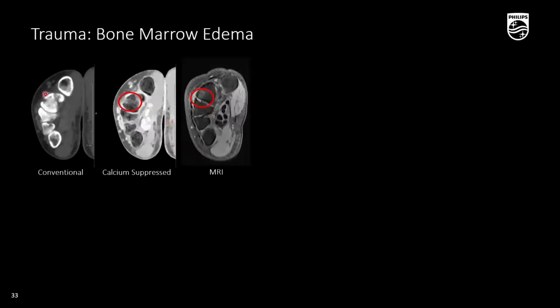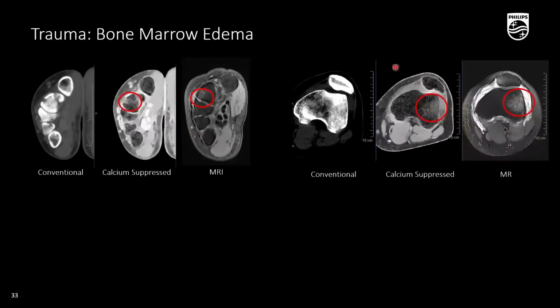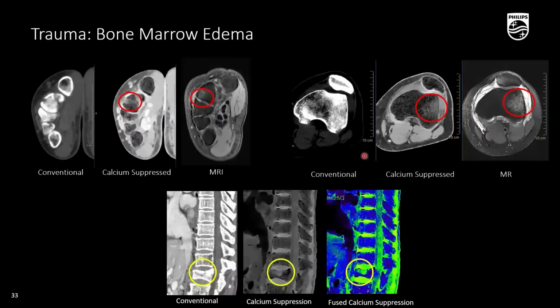So again, the question is, we see a fracture in the conventional image, but we need to know, is an operation necessary? Is it an acute fracture? Is it old? Here are just a couple more examples where we see this, and the nice comparison to MRI. So for example, here, the calcium suppressed signal and the MRI image look very similar, and that's really exactly what we want, so that then the MRI doesn't need to be performed.